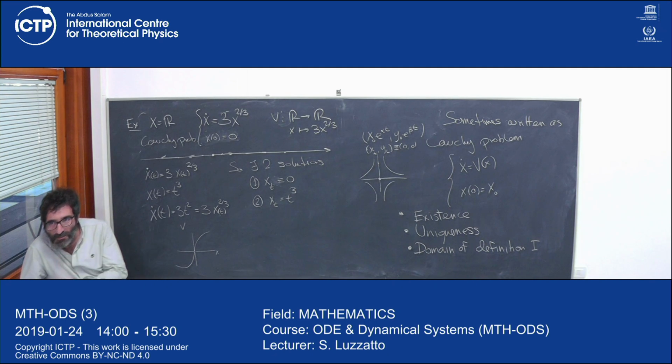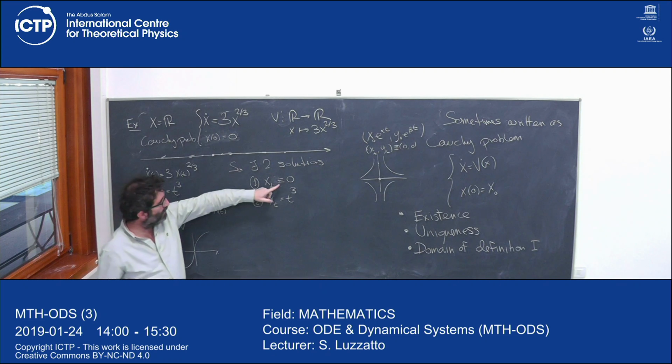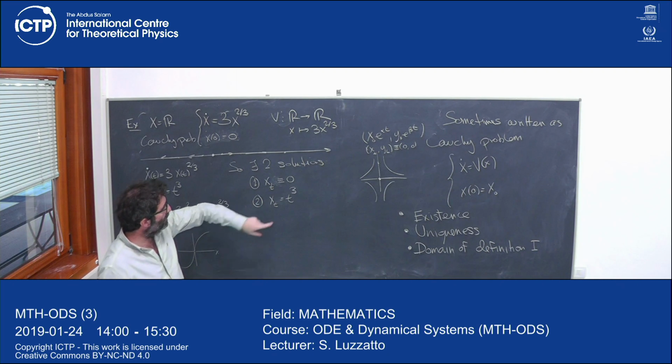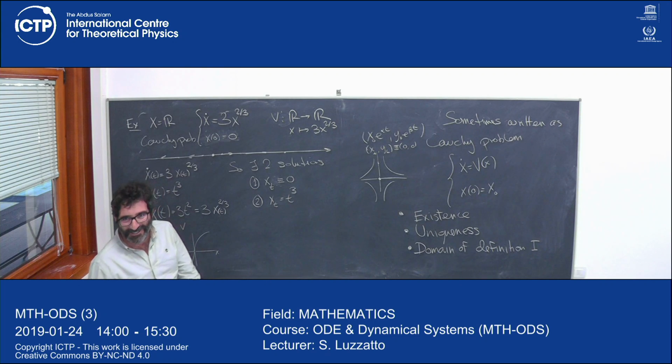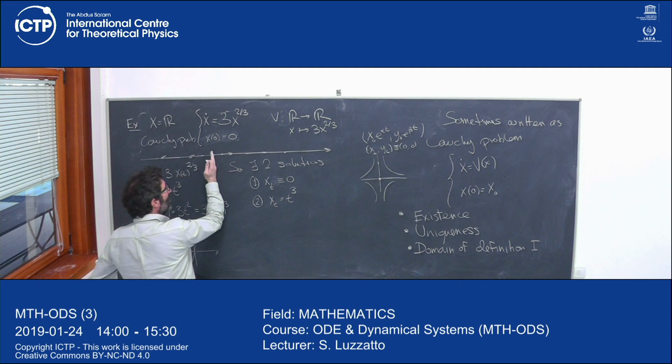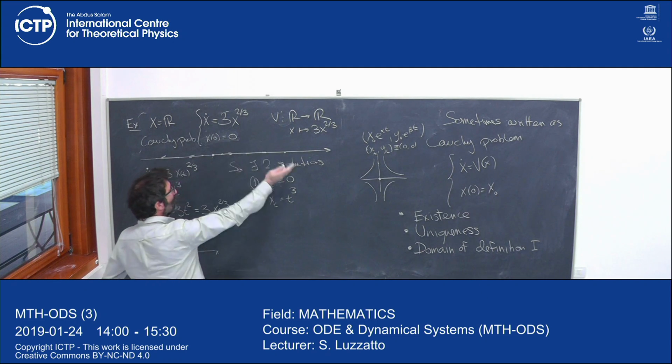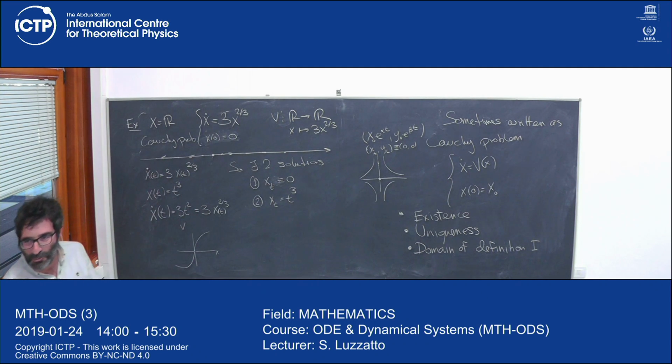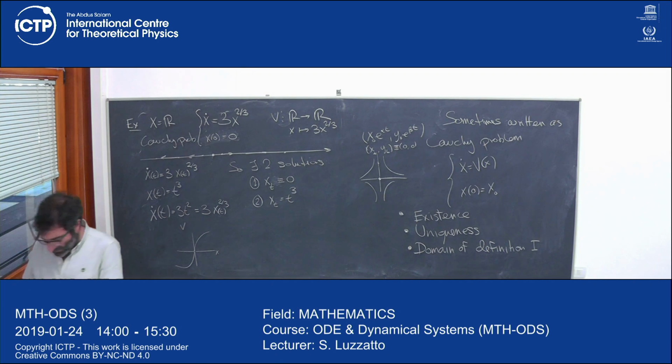Excuse me a second. So x is equal to 0 for t bigger than or equal to 0, and for t less than 0, it's t cubed. Yes, that's a very nice observation. You can define another solution that is 0 up to t equals 0, and then it's t cubed, or the other way around. You can switch from one to the other at t equals 0. So this is an example where you lack uniqueness.